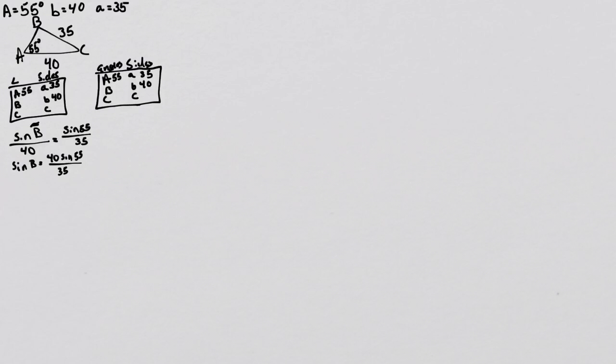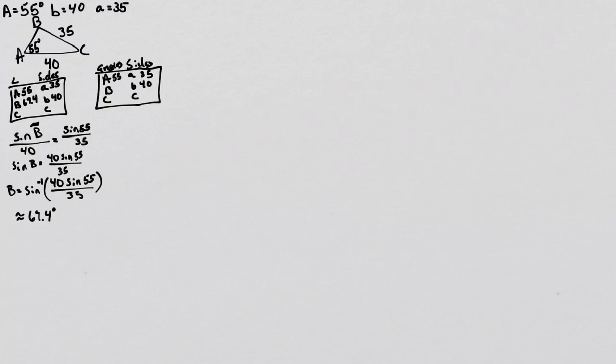From there, we need to get B by itself. We're going to take the arc sine that we learned previously. So my B will equal arc sine of 40 sine 55 divided by 35. Now these are all in degrees, so you need to make sure your calculator is in degree mode. When we do that, my B will be approximately 69.4 degrees. So go back up in one of the boxes and fill in B, 69.4.